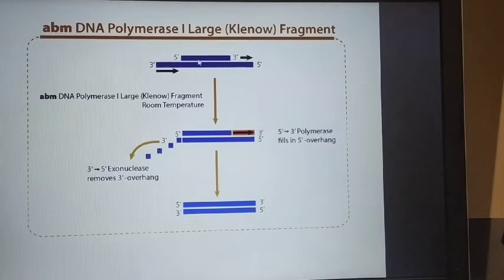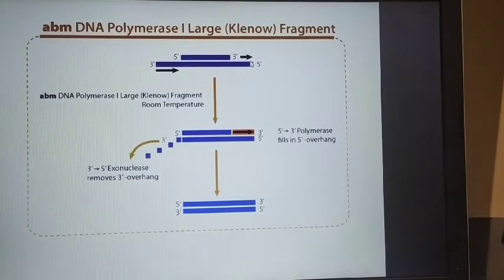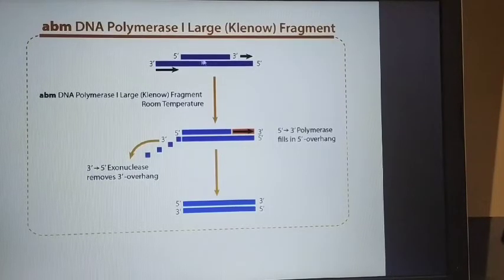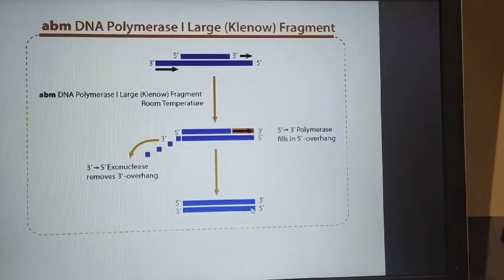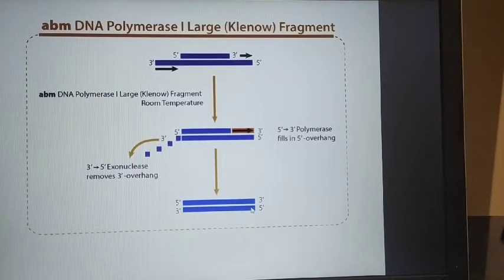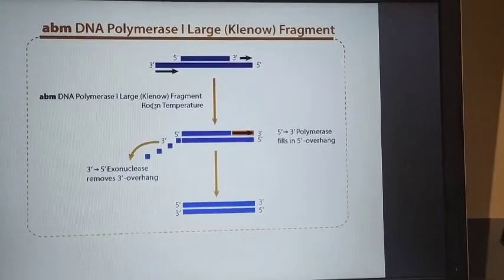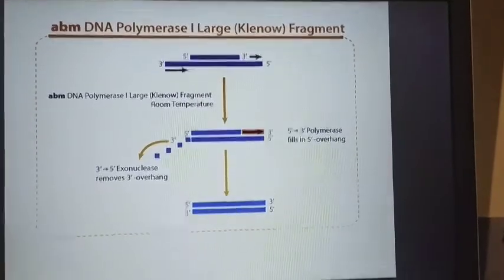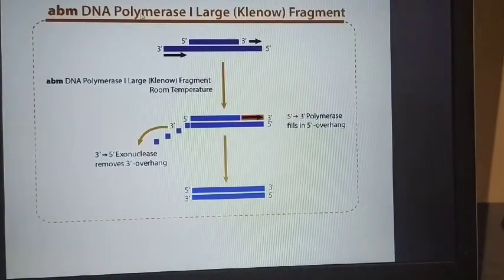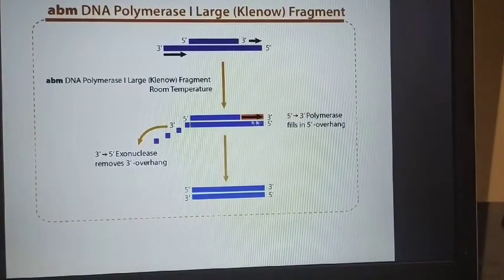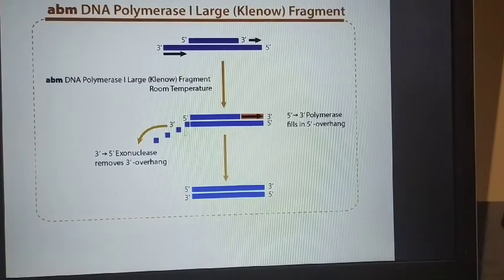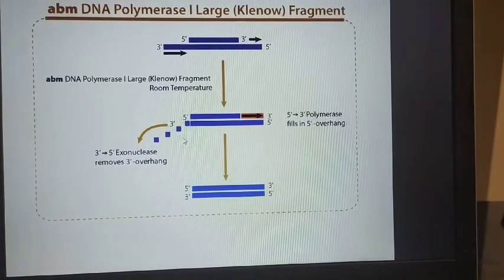Here the raw material was a DNA molecule with single stranded overhangs, but after treating with Klenow fragment you are having a DNA molecule with blunt ends on each side. This is attributed to the properties of the enzyme. One is its polymerase activity which is exercised here, and the other is its 3'5' exonuclease activity which is exercised here.